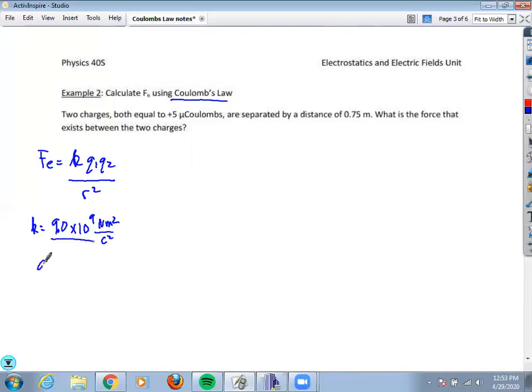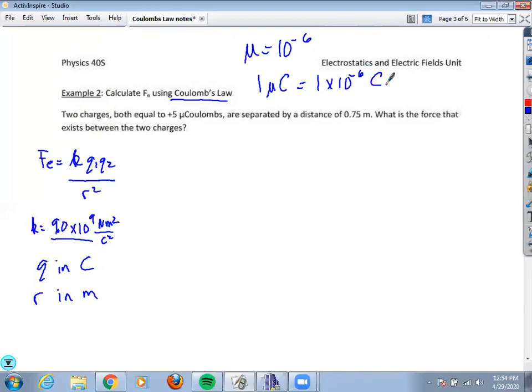So we need to know Q in coulombs and r in meters. A coulomb is a large amount of charge, so typically we work with smaller amounts. And so we've got the micro. Again, getting the course, we talked about what micro was. Micro was 10 to the minus 6. So 1 microcoulomb would be 1 times 10 to the minus 6 coulombs, for example.